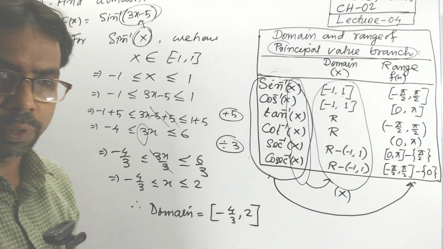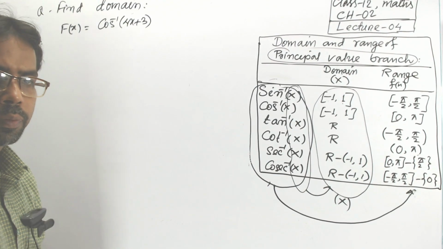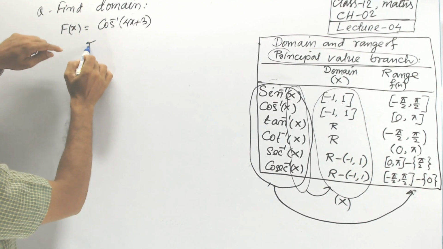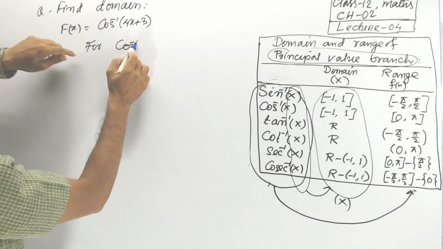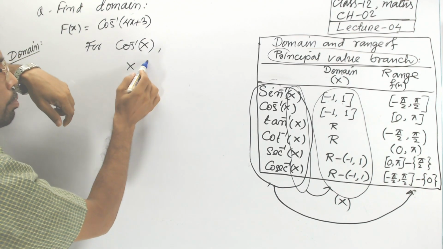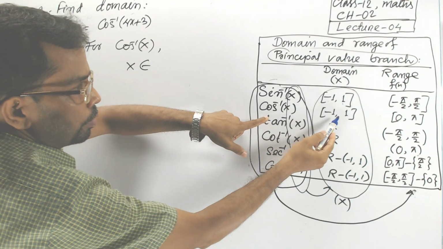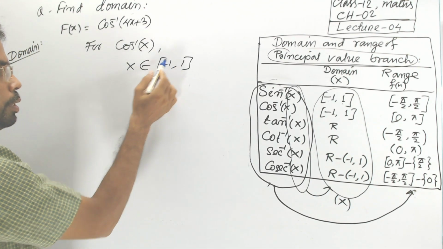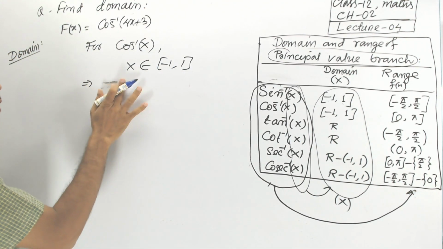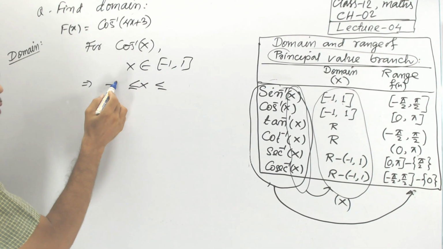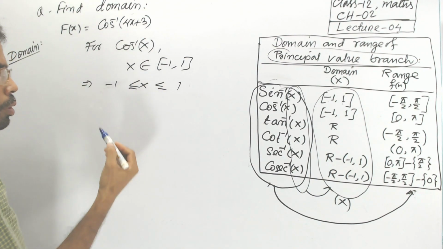Taking the next question, cos inverse of 4x plus 3, and what do we have for the cos inverse function? For any function, x must be where? For cos inverse the domain is again minus 1 to plus 1, closed interval. That means x must be between what? Minus 1 to plus 1, closed interval, so the equal sign.